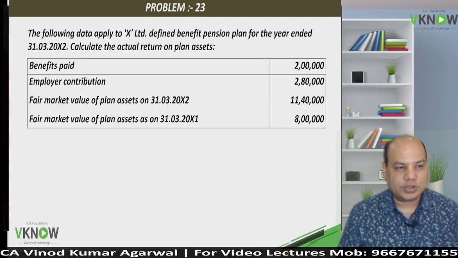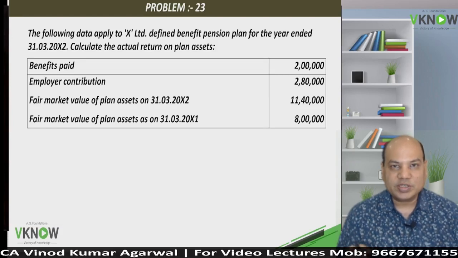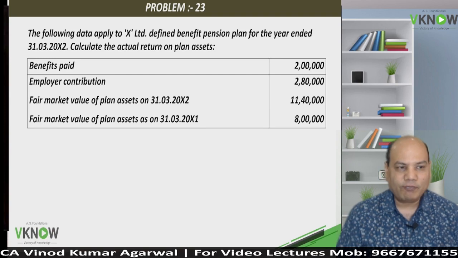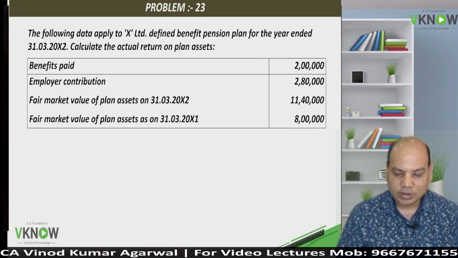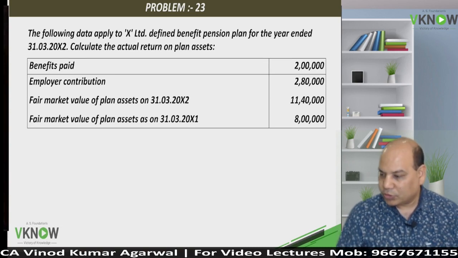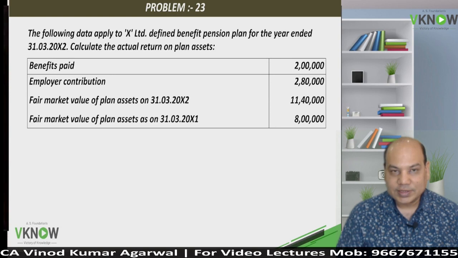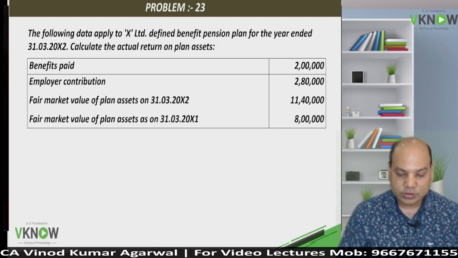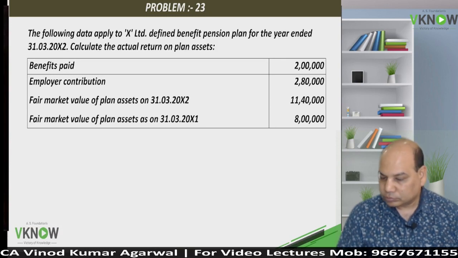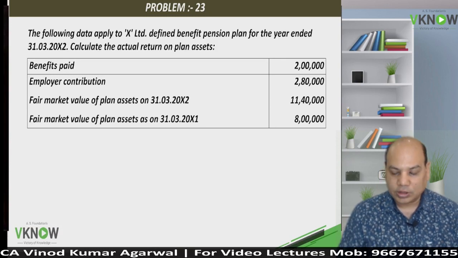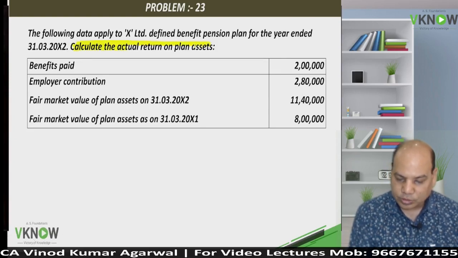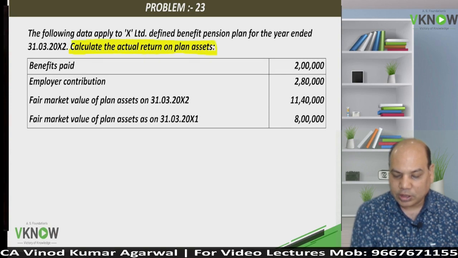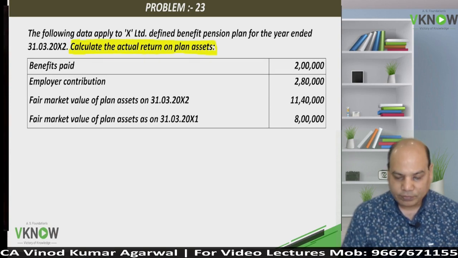Let us solve a few questions. They will ask you very basic questions on plan asset. Very easy. Just like accounting of investment you do it here. Question number 23. The following data applies to X Limited, defined benefit pension plan for the year ended 31st March 2002. Calculate the annual return on the plan asset. So you have to always find out what they want you to compute. They want you to compute the annual return on the plan asset.